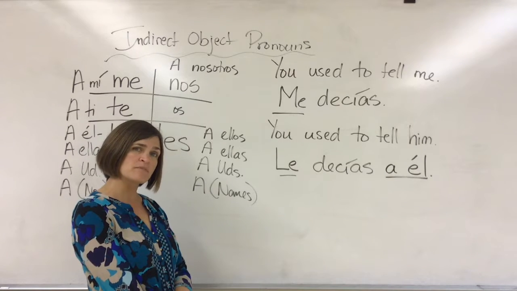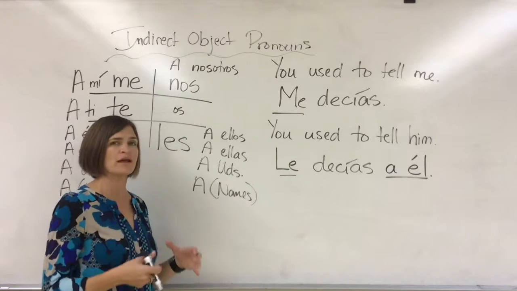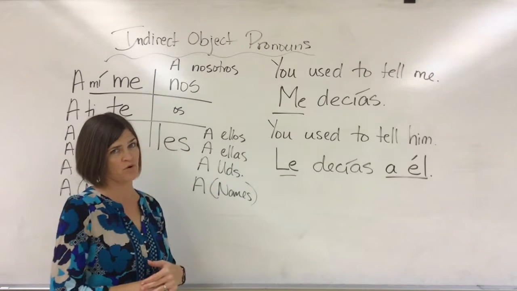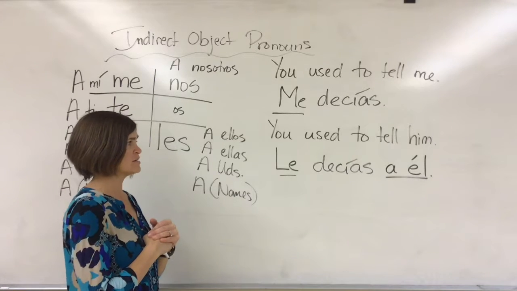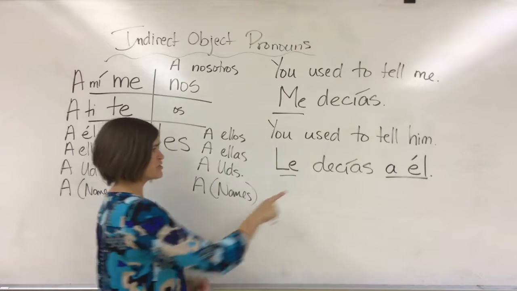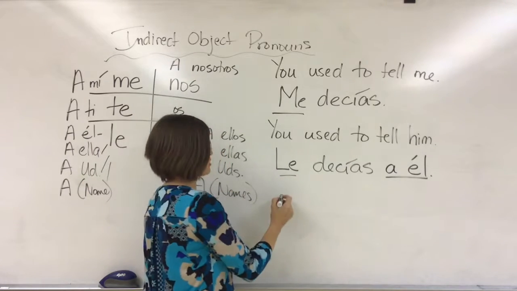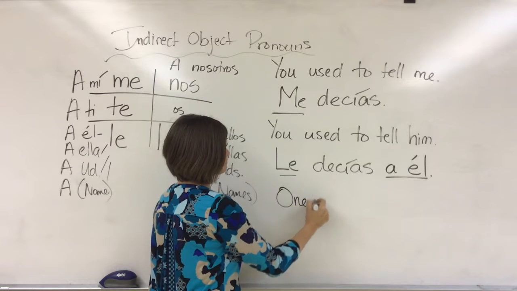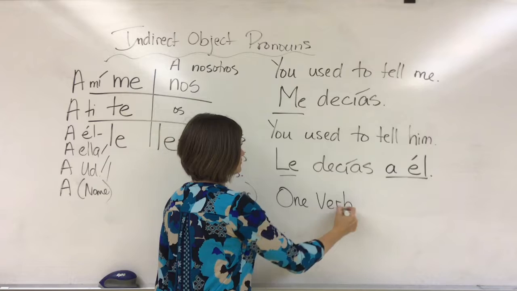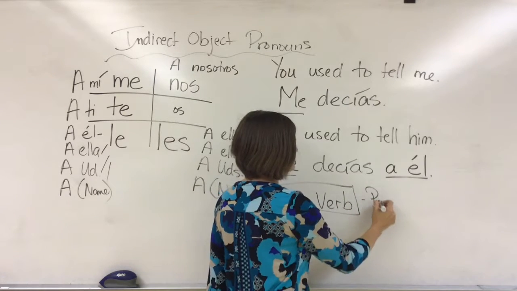Another important thing to remember about indirect object pronouns is that they're going to behave the same way as our direct object pronouns and our reflexive pronouns worked. So if you have one verb like this, then the pronoun is going to go in the front. So if there's one verb, the pronoun goes in front.